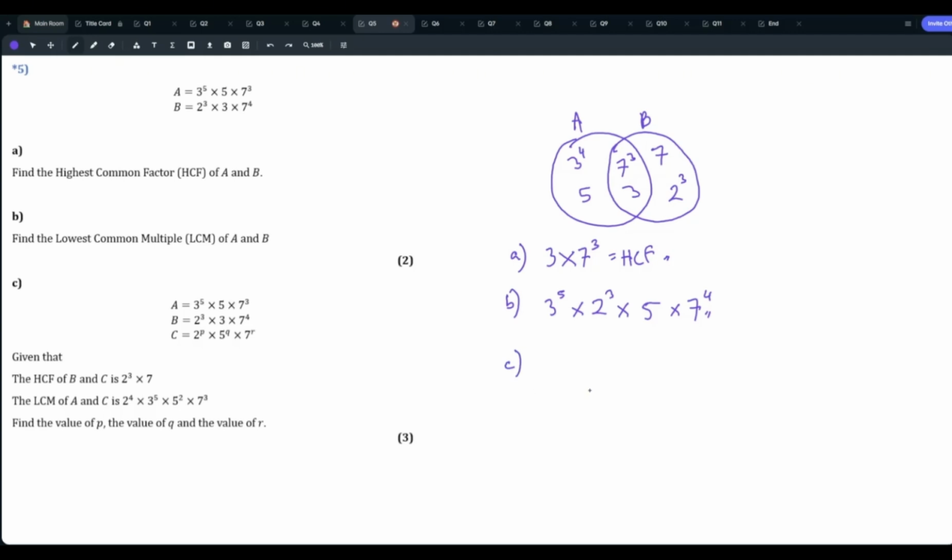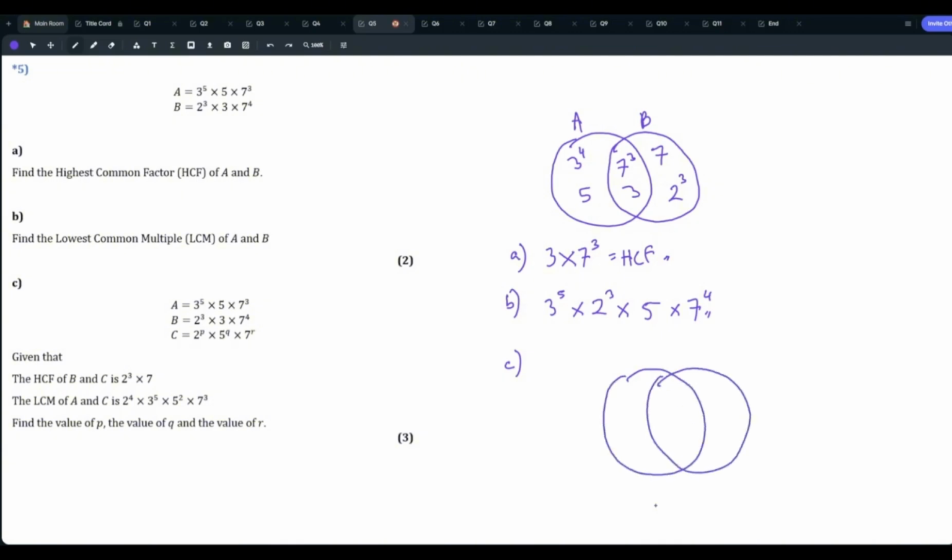Okay, so we have 3 sets of numbers this time. And we are given some information about the HCF and LCM, and we're looking for what PQR is for C. This is a bit of a tricky question, to be honest, but you just want to take your time. If this was an exam and you weren't sure, just give it your best shot. You never know, you might get some marks from it.